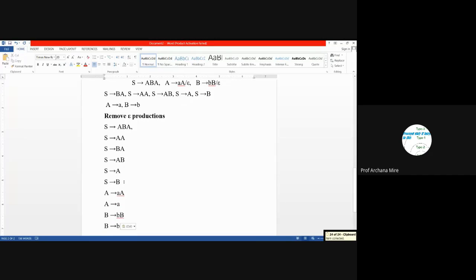But we will not insert a production rule B leading to epsilon. So this is our new set of grammar by applying the first step, that is removal of epsilon production.